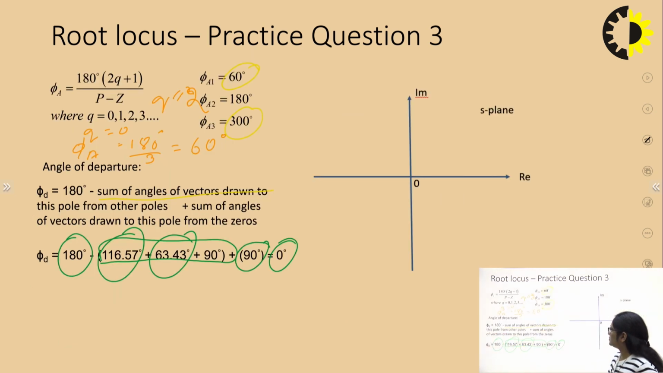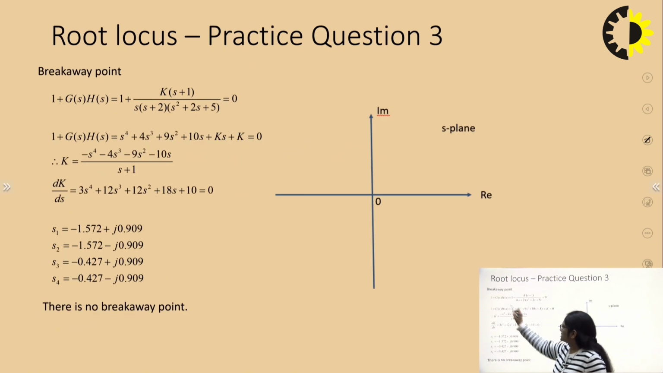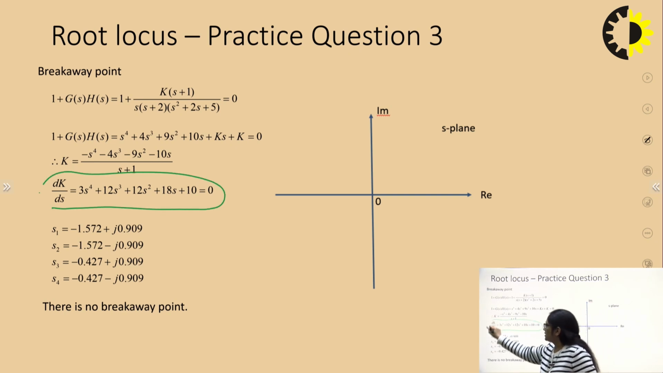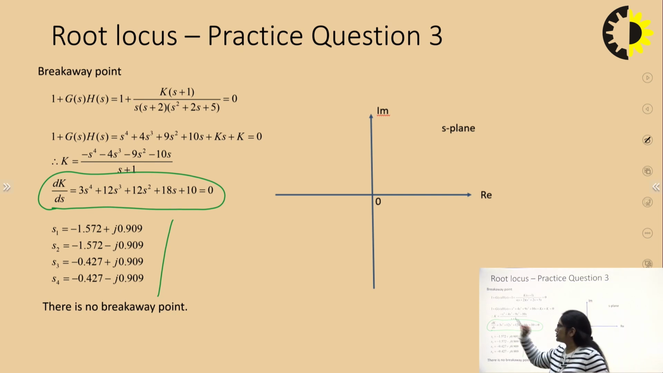How can we find out the breakaway point? The breakaway point is found by finding the solution of dK by ds. The dK by ds equation comes out to be this, and when you equate it to 0 to find the solution, these are the 4 values of the solution of dK by ds. It can be seen that neither of them lie on the real axis. So there is no breakaway point.